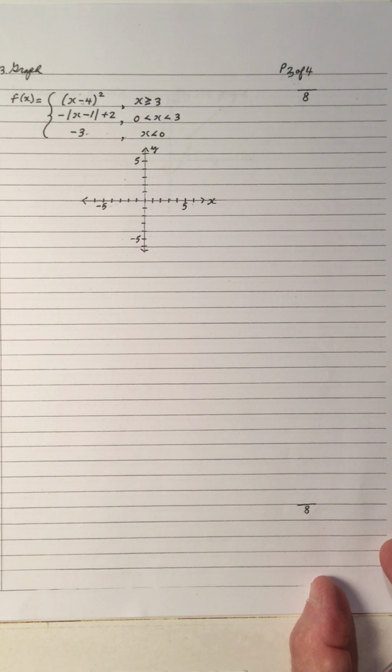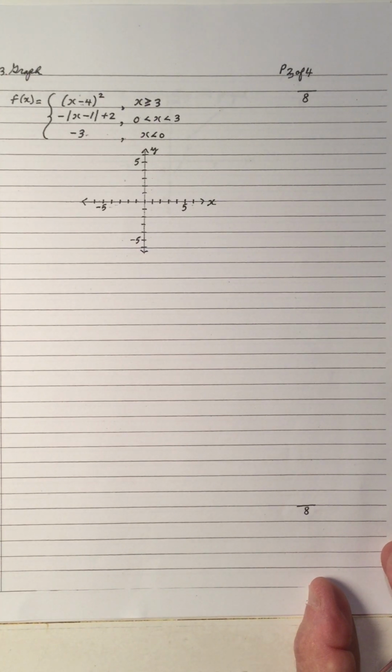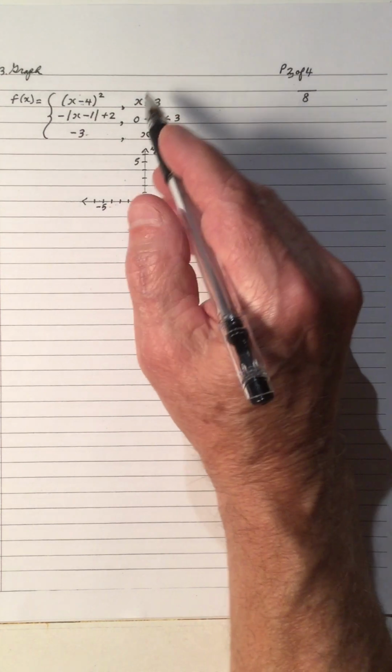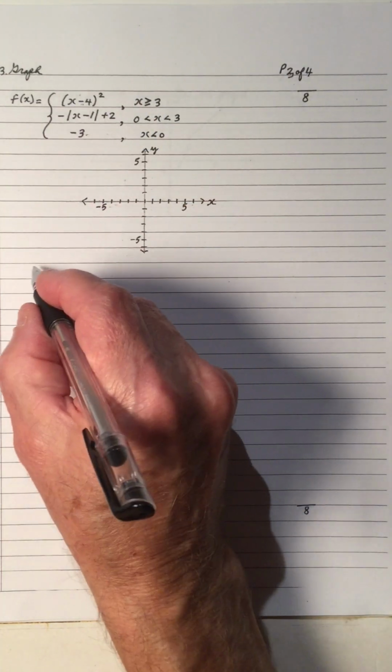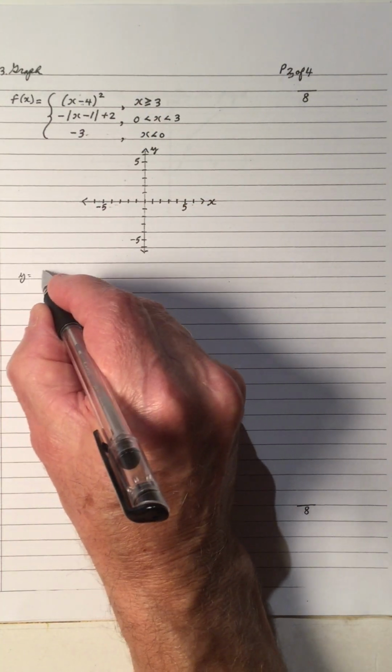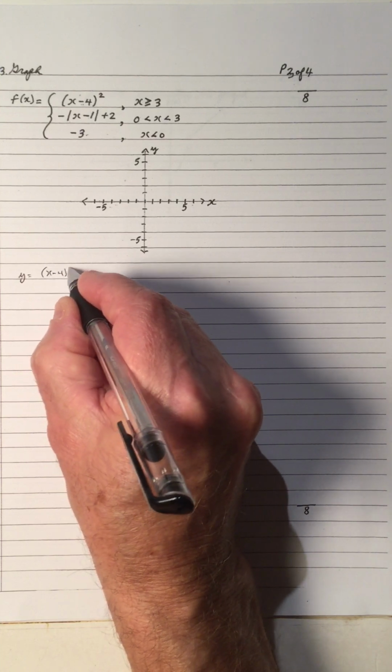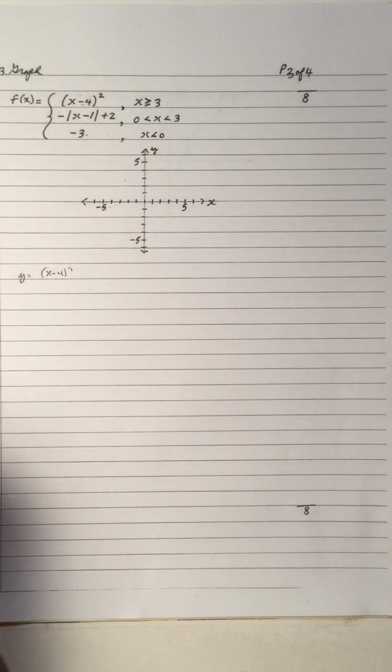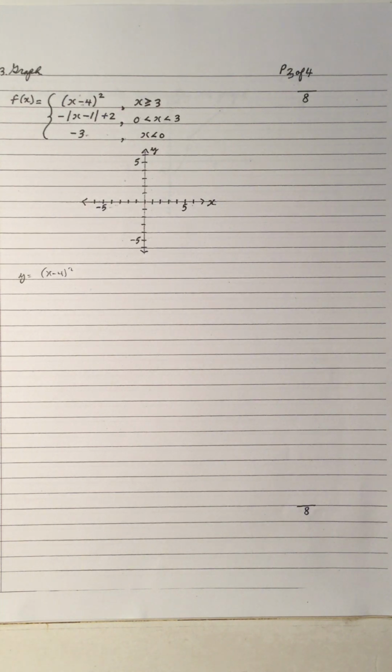Number 3, we have number 3, and let's see, we got a piecewise function made of 3 parts. Let's start with the first part. We make the equation y equals x minus 4 squared. And I need a new pen here. This pen just ran out on me.